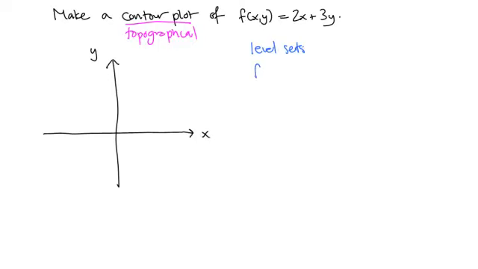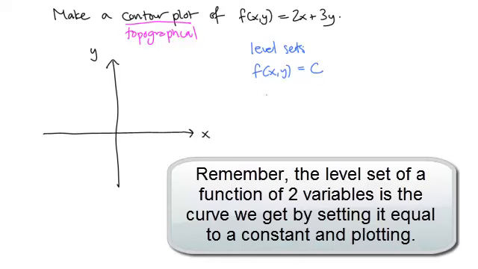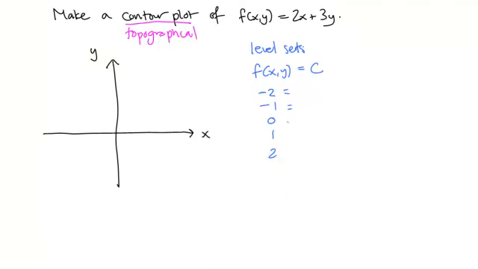So the different level sets we get by setting the function, the z value if you'd like, equal to a constant. So we can look at, for example, the constant being, let's say, -2, -1, 0, 1, or 2. And then we'll set this equal to f each time, and we'll see what these things are.